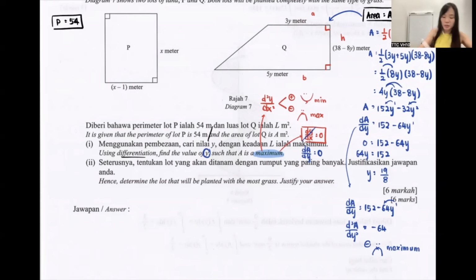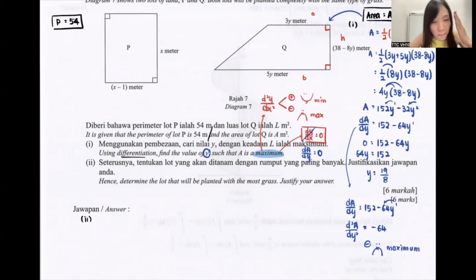Okay, my dear. Next, the second part. That one is the first part, all this working is the first part. Now I do the second part. They say, hence, determine the lot that will be planted with most grass. Justify your answer. They're asking you, actually between land P and land Q, which will be planted with more grass? How do I know which one actually has more grass on top?